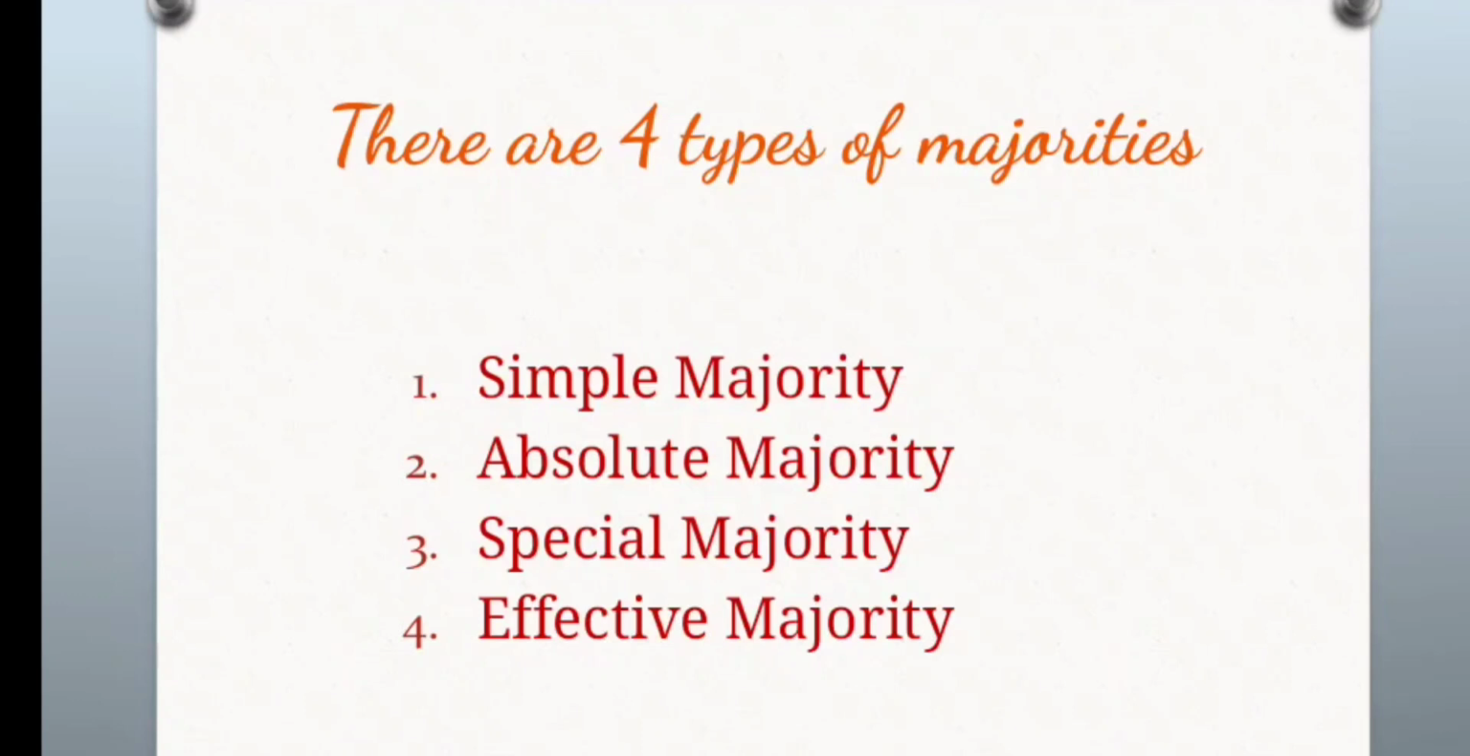Mainly there are four types of majority. First one, simple majority. Second one, absolute majority. Third one, special majority, and the fourth one, effective majority.